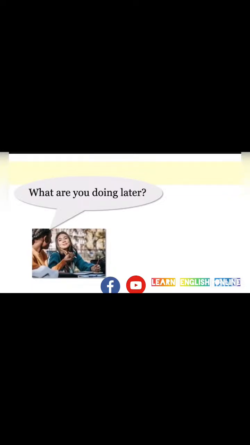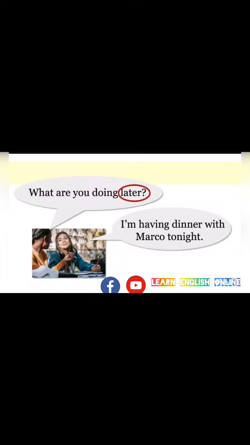Here two friends are talking, and one friend asks, "What are you doing later?" And she answers, "I'm having dinner with Marco tonight." And here they use the words later and tonight with the present progressive to talk about their plans in the future.